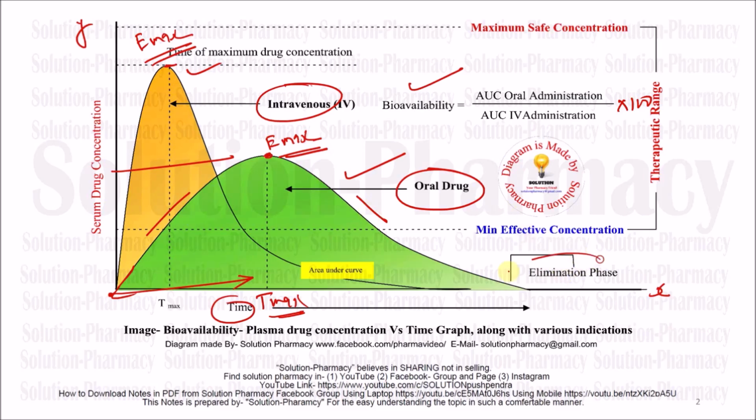So we can say this is the elimination phase or declining phase, and this line is the minimum effective concentration, this line is the maximum safe concentration, and the area between these two is called the therapeutic range, so that we can consume the drug under the safety margin. So this was the graph of bioavailability.